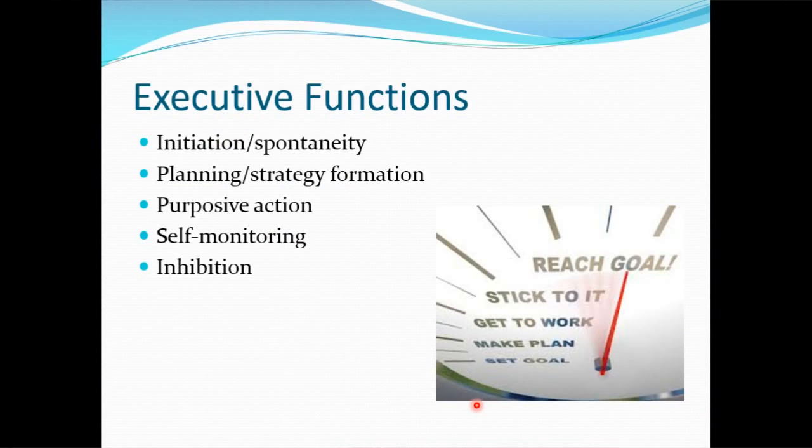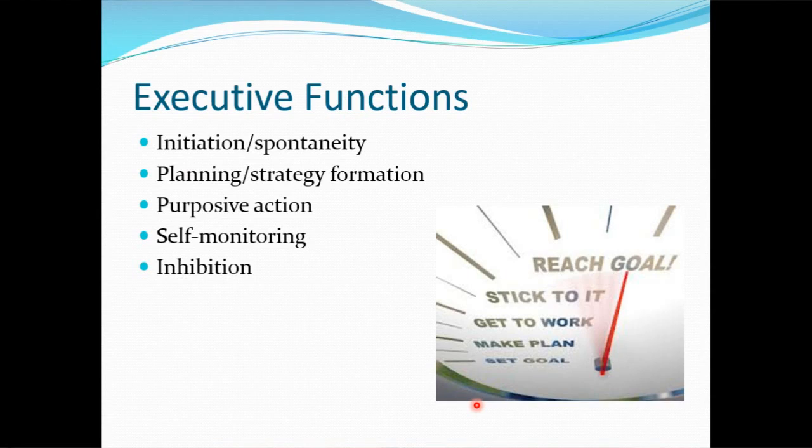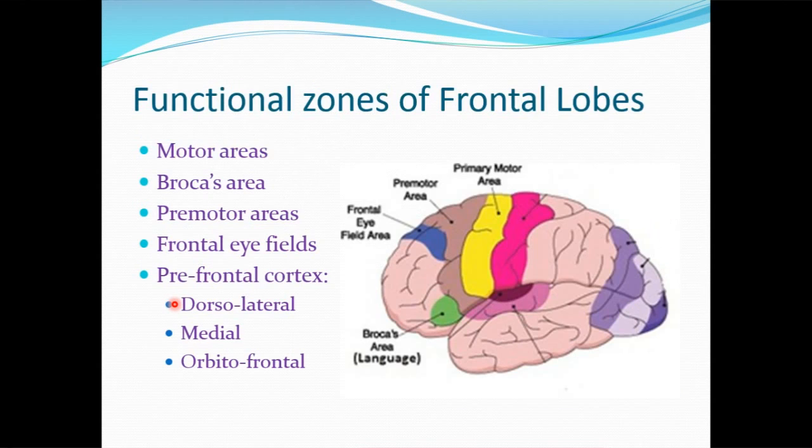All right. Now, executive functions. We know that executive functions we associate with the frontal lobe. It's not only in the frontal lobe, or let's put it this way. You can have damage in other areas of the brain and still have executive dysfunction. For example, there's a very strong link between the frontal lobe and the cerebellum. So if you have cerebellar damage and no frontal lobe damage, you can still have dysexecutive function because of the pathway that's been damaged. Okay. Now, we associate executive functions with initiation and spontaneity, planning, strategy formation, purpose of action, self-monitoring, and inhibition.